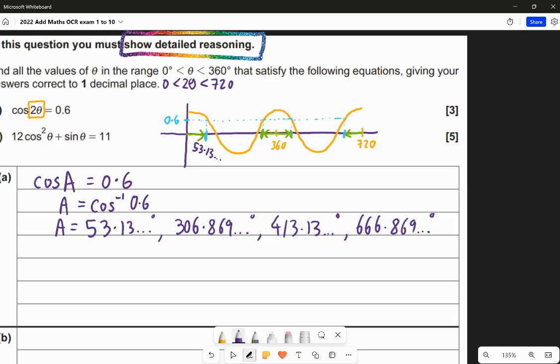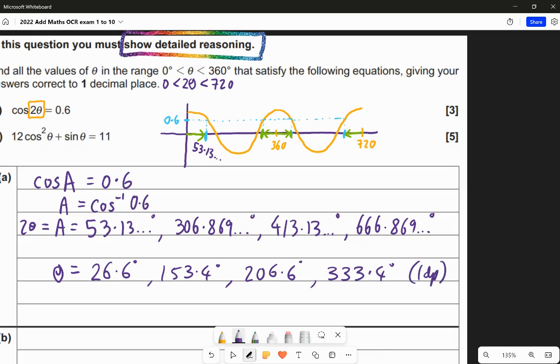And therefore, if I want theta, since A is double theta, so 2 theta is A, then if I want theta, I just halve those. And this time I will round to 1 decimal place because that's what the question asks. So 26.6 degrees, 153.4 degrees, 206.6 degrees, and 333.4 degrees. All of those to 1 decimal place. Okay, so that's part A done.